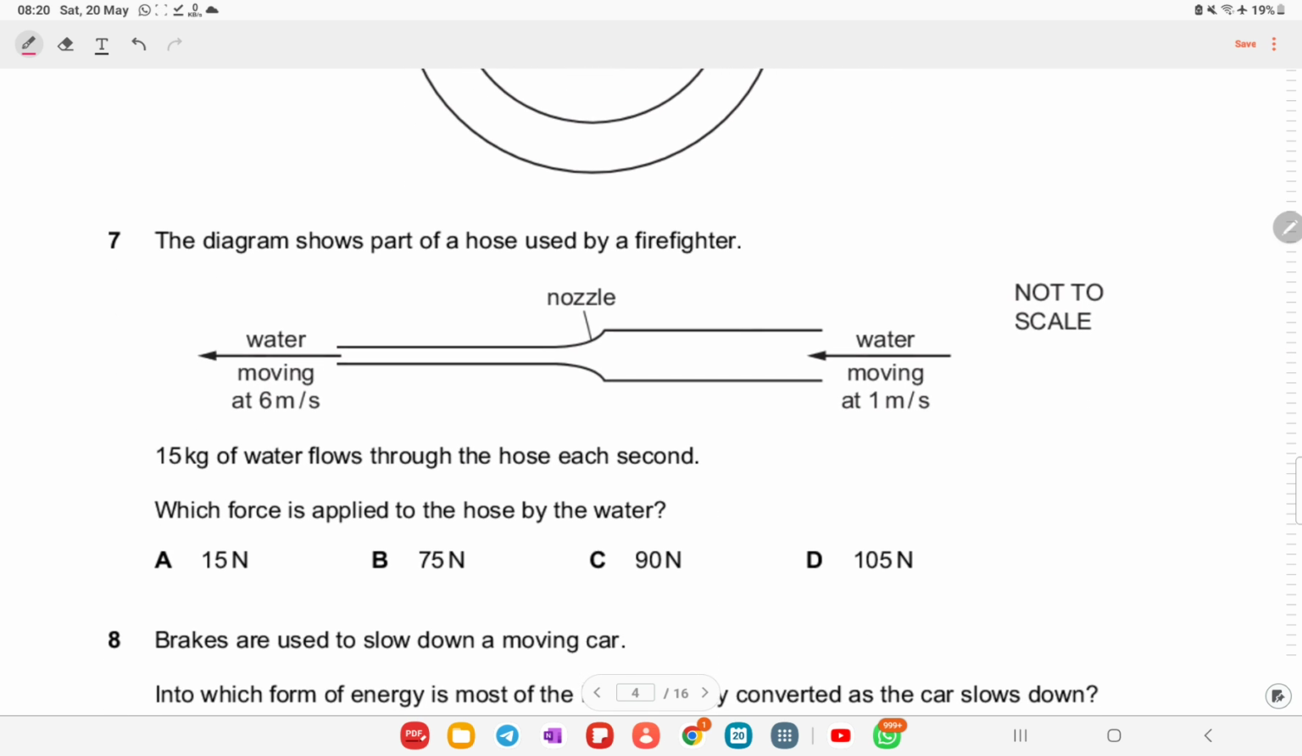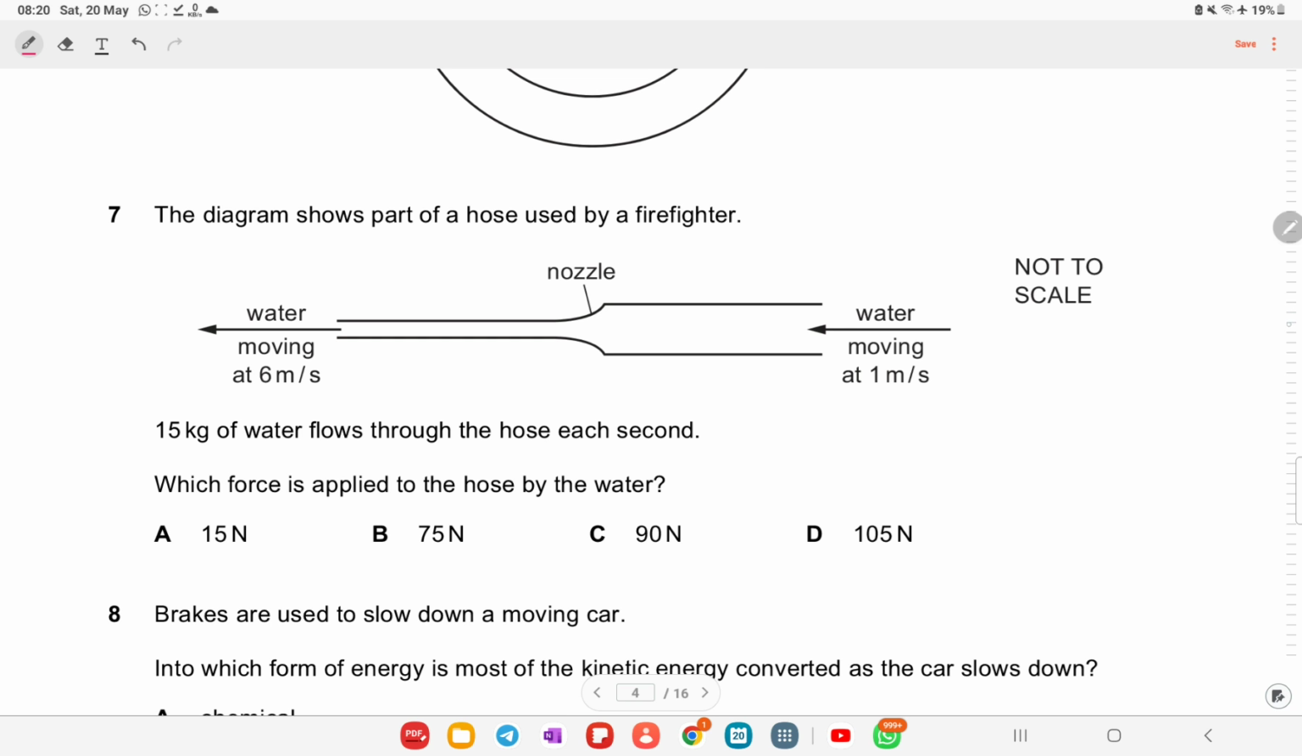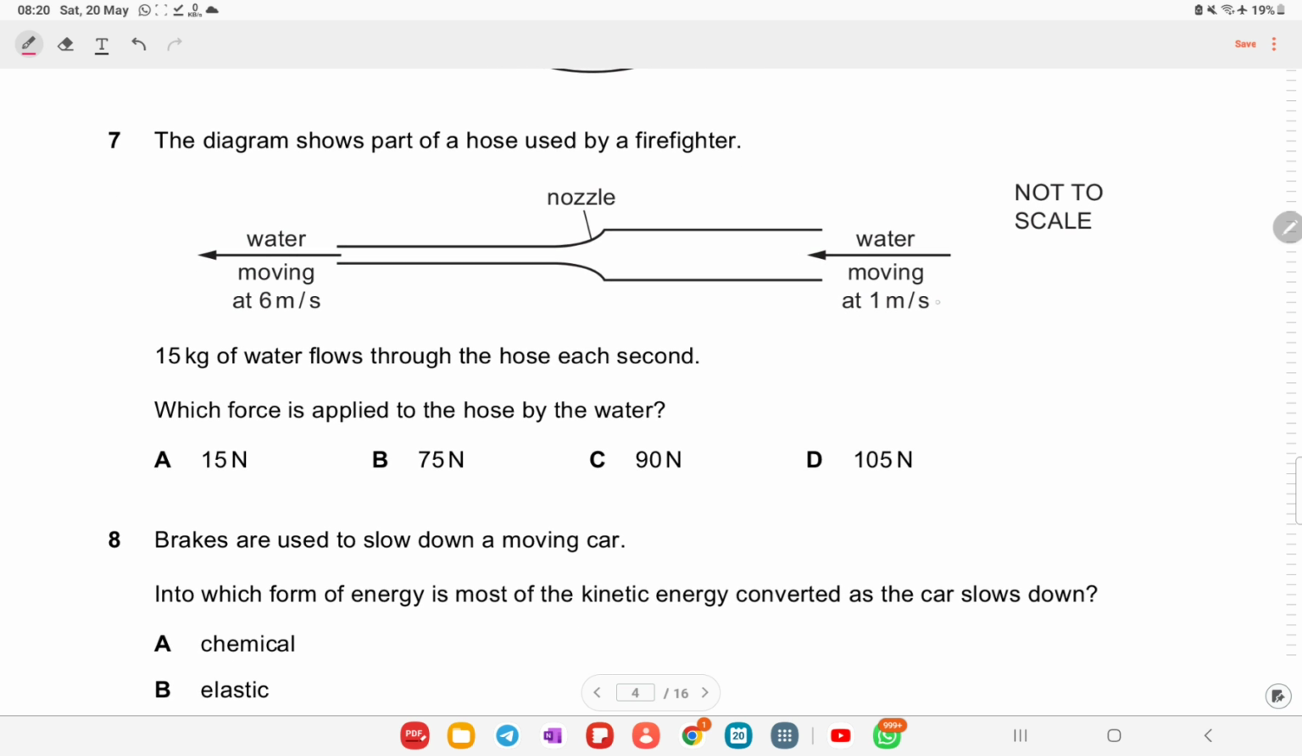The diagram shows a part of a hose used by a firefighter. So the water is moving at 1 meter per second. This is 6 meters per second. 15 kg of water flows through the hose each second. Which force is applied to the hose by the water?